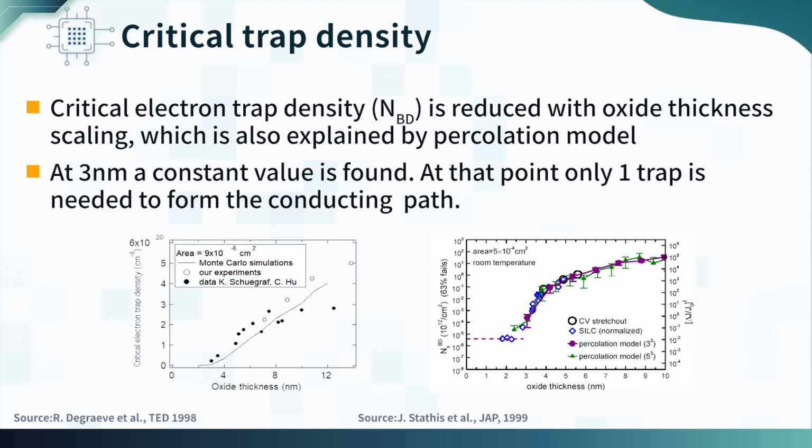For example, you can see in the case below 4 nanometer, this almost means that only one trap is needed. On the other hand, this also shows that once our oxide is scaled to a certain level, it reaches saturation. That means we probably only need one trap to form the percolation path.